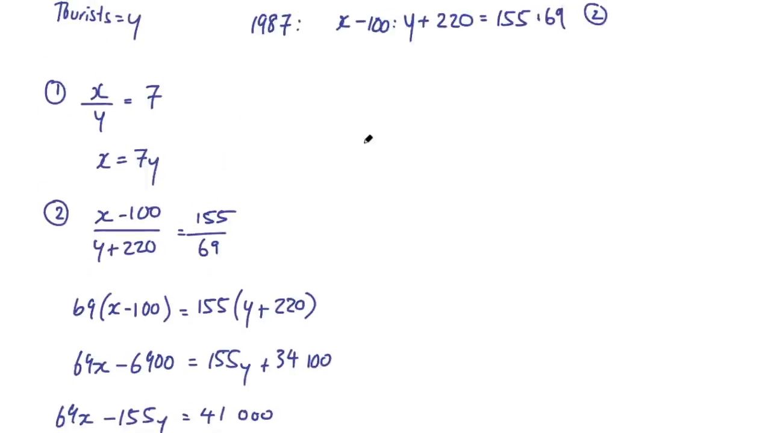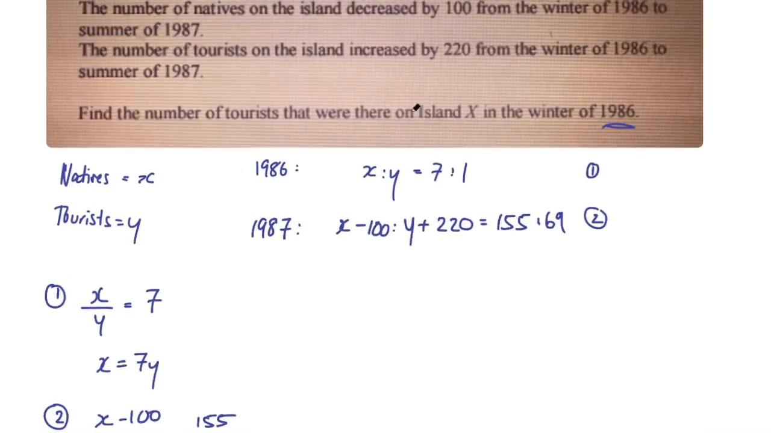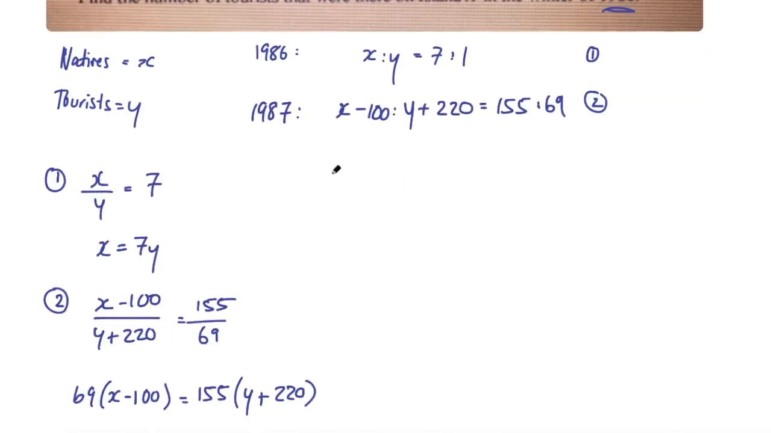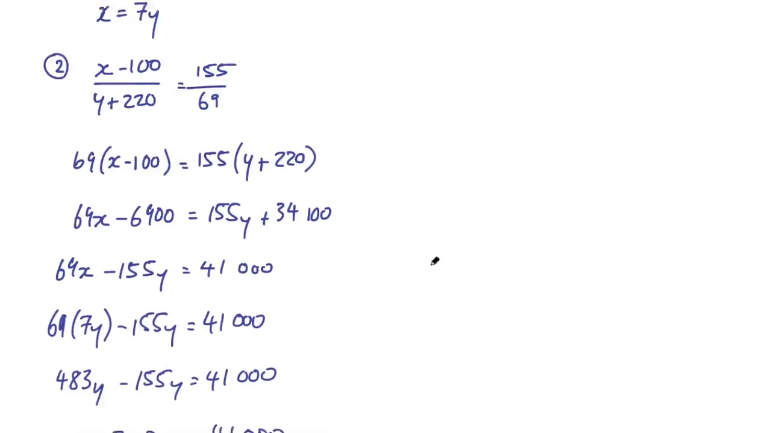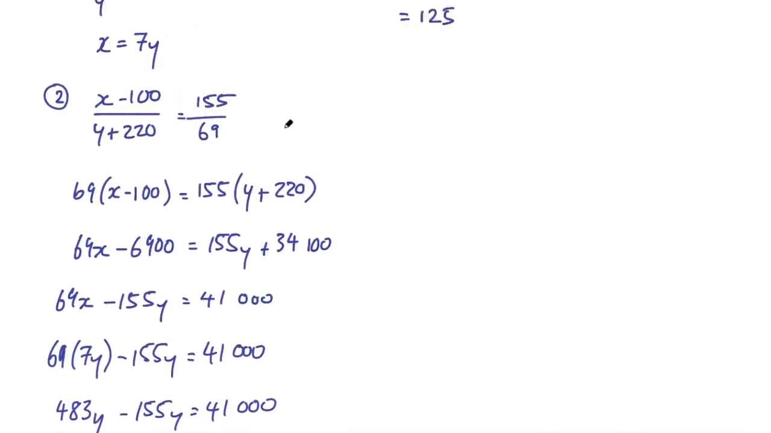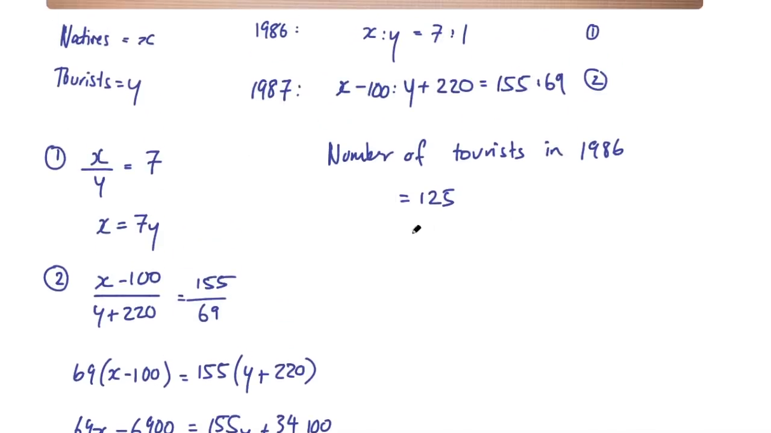Okay, so remember that Y was the number of tourists originally on the island, and the question is saying find the number of tourists that were located on island X in the winter of 1986, which was this original amount Y, so we can say that the number of tourists in 1986 equaled 125. And you could check that amount if you substitute it into the equations. You could find X and then substitute them in to check you're correct. But that's my final answer for that question. That's the last question I'm going through.